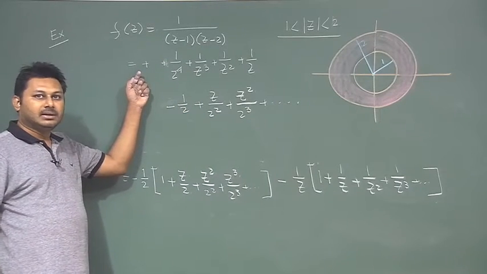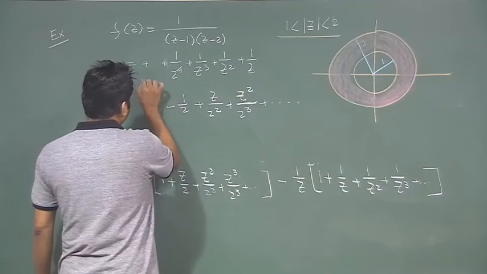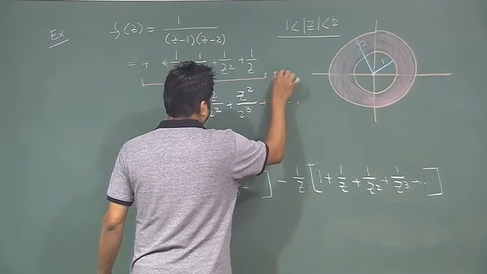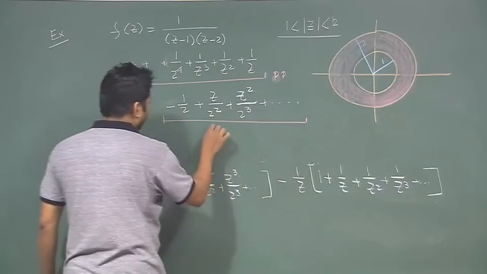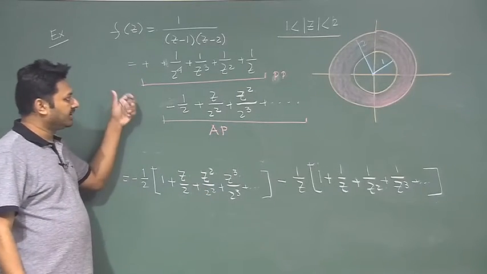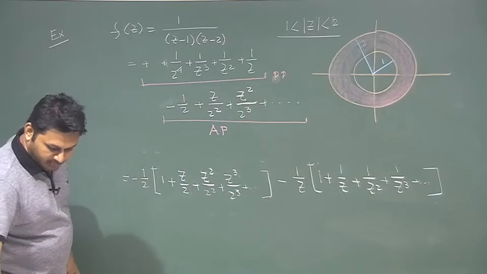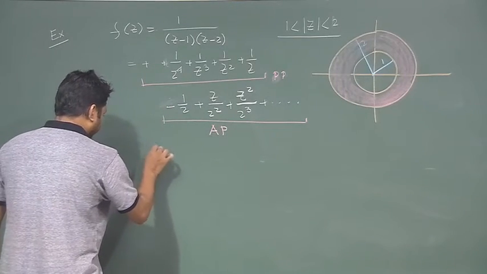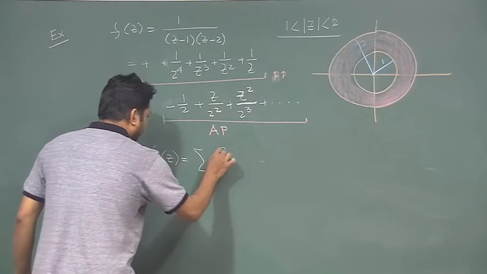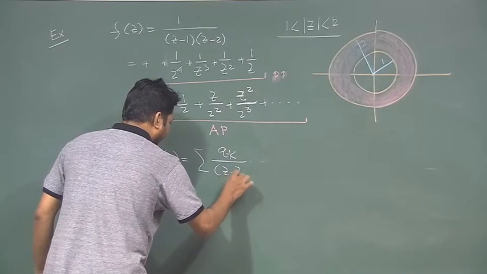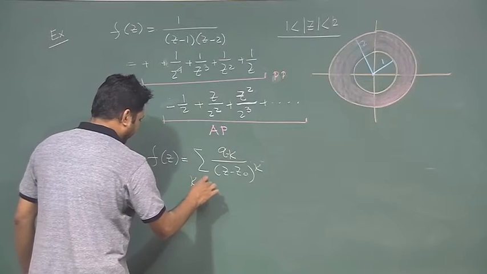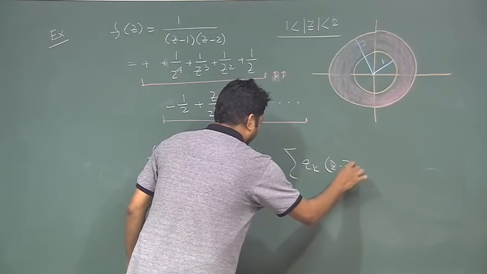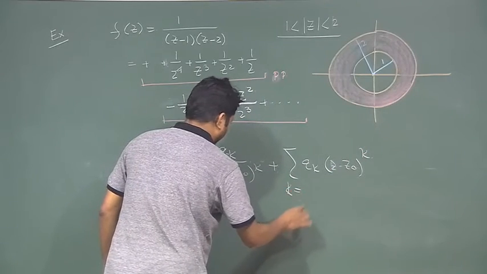When I expand that, you can readily understand that this portion from here to here in the expansion is the principal part and this portion in the expansion is the analytic part, and this is basically the desired Laurent series expansion, because the Laurent series expansion should be in this form: a minus k divided by z minus z0 to the power k, k goes from 1 to infinity, and another term a k z minus z0 whole to the power of k, k goes from 0 to infinity.